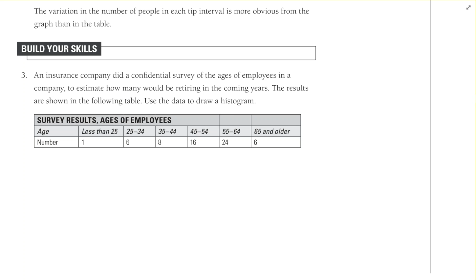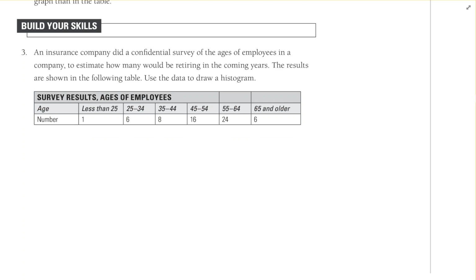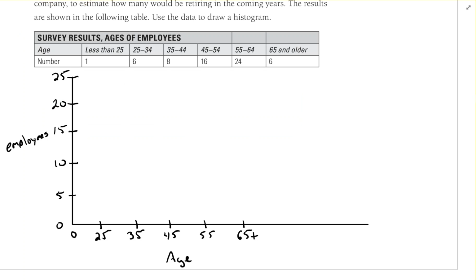The results are shown in the table below. Use the data to draw a histogram. Okay, so I've kind of started my table like this. So you guys need to pause the video and catch up to where I'm at. So draw this out. Use a ruler, please. Don't just have a bunch of squiggly lines everywhere. Use a ruler to do this. And then once you've got that drawn out, press play again.